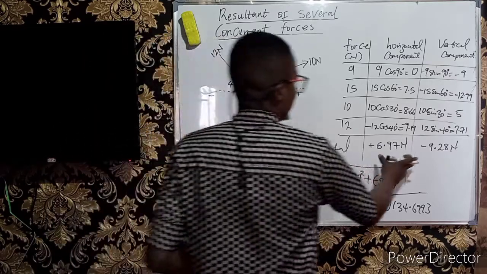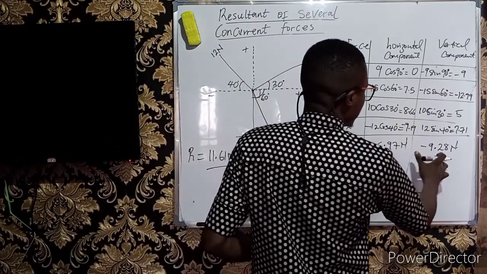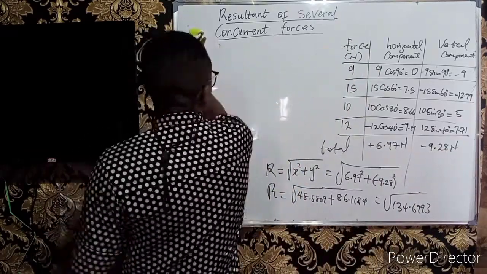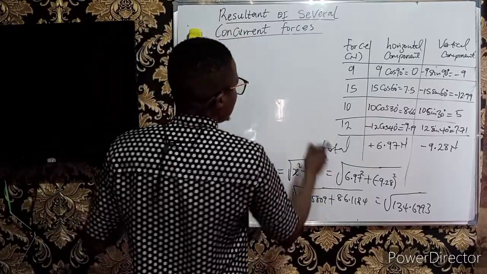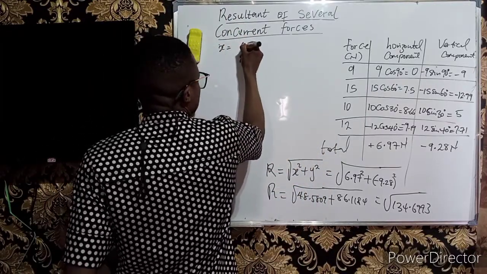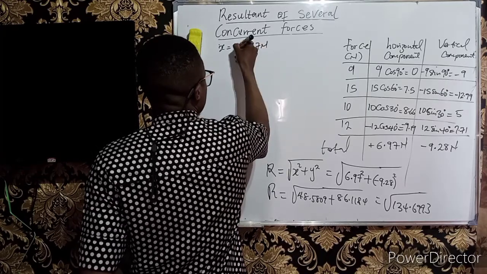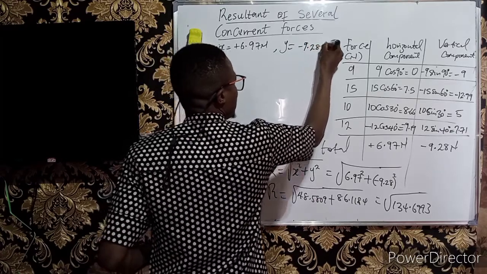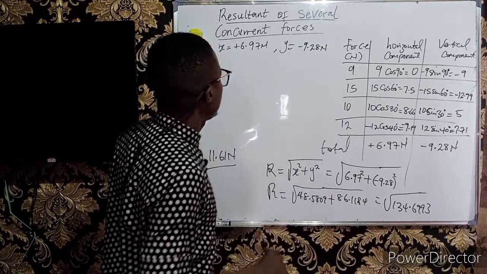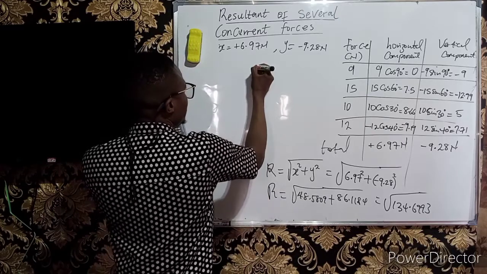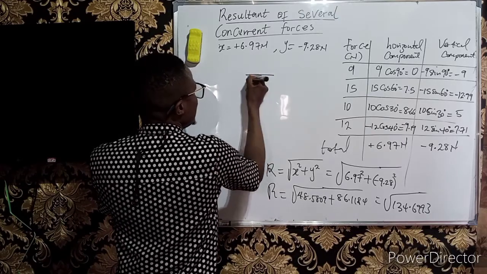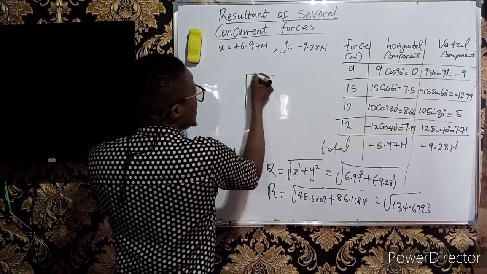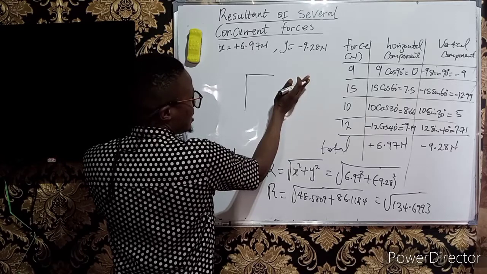So look at the two forces we've got, 6.97 and the minus 9.28. So to continue, let me clean here. So it is negative for y. Remember, this is our x is 6.97 Newton positive. While our y is minus 9.28 Newton. Okay, so how do we get positive and negative? For x, it is positive, it is this side. Then y is negative. Okay, so this is x positive because positive is at the right hand side.